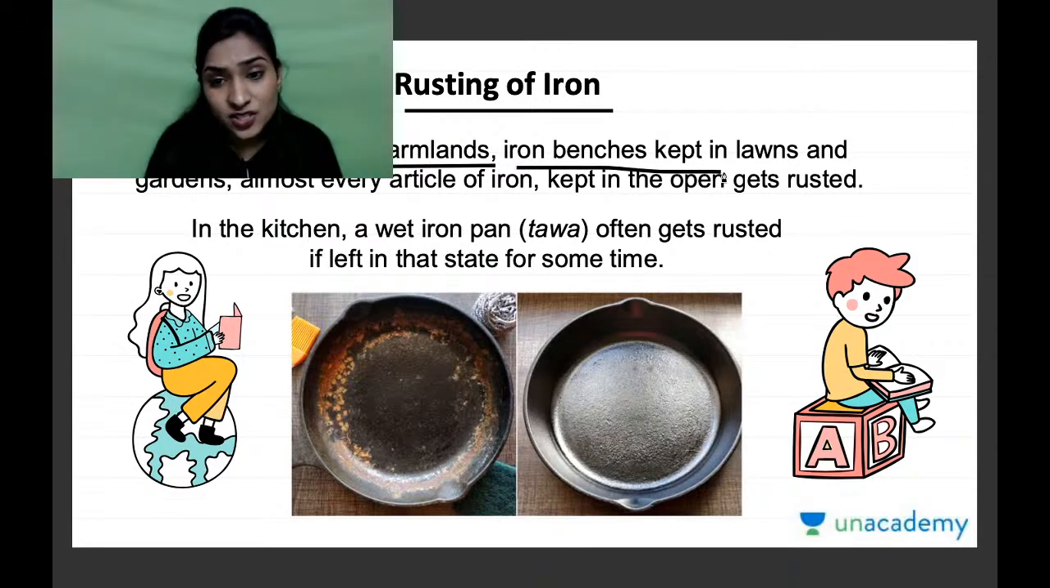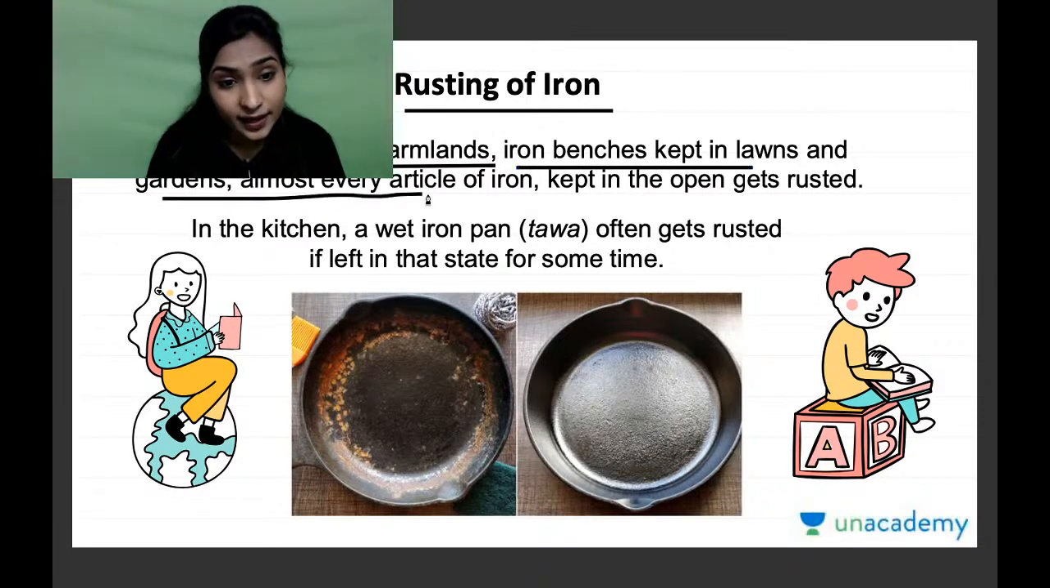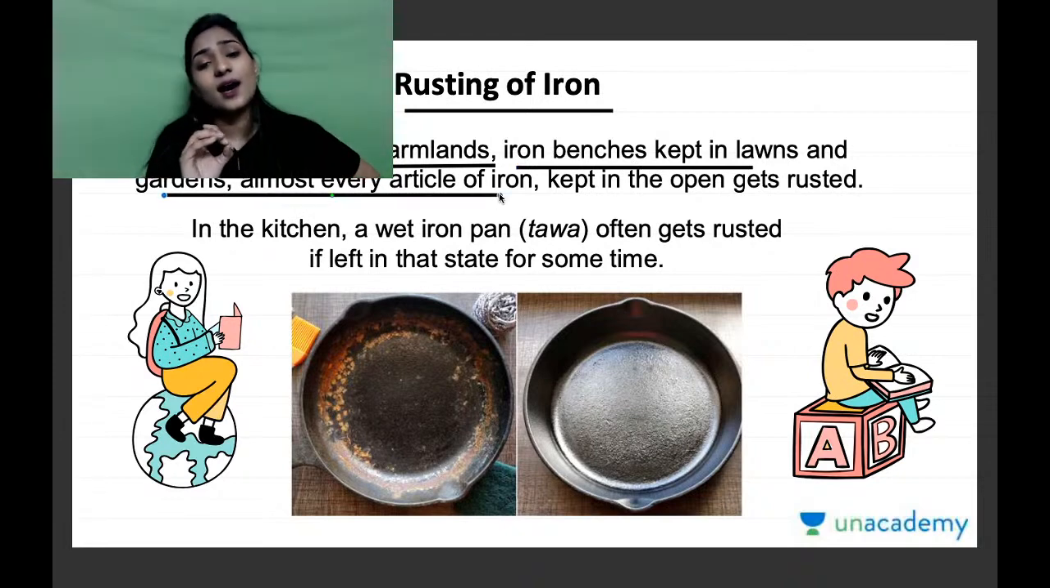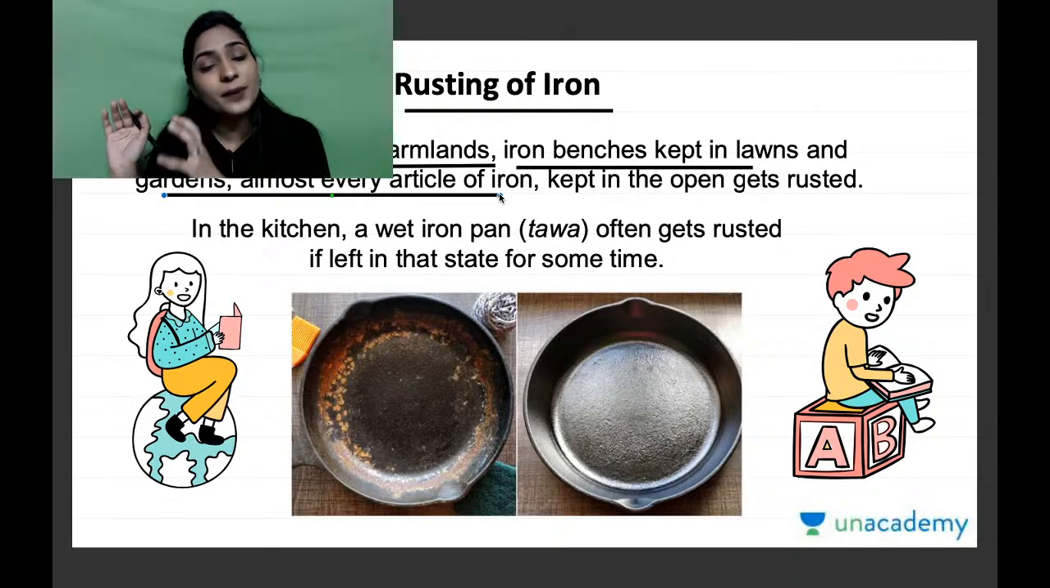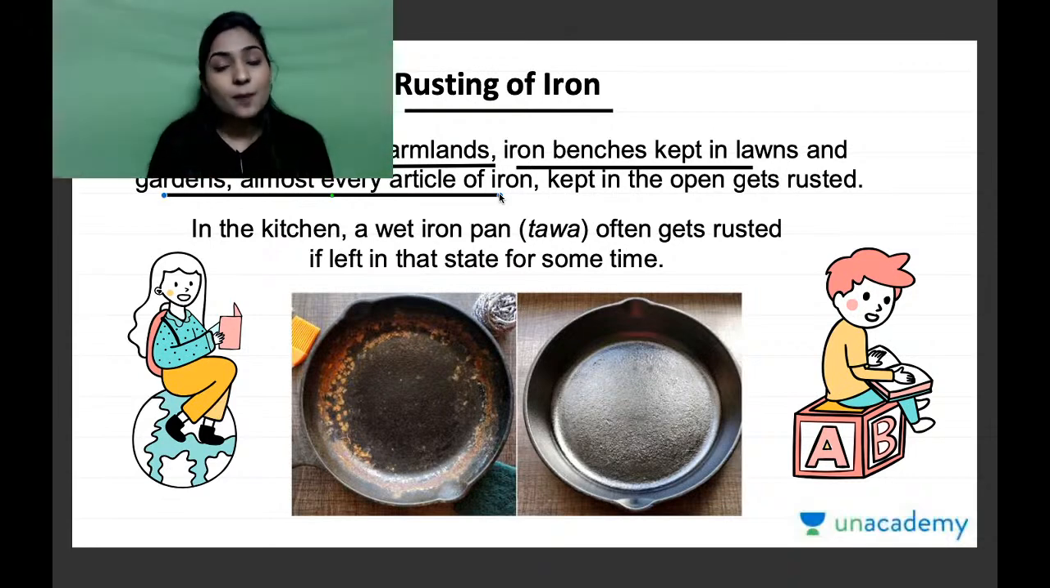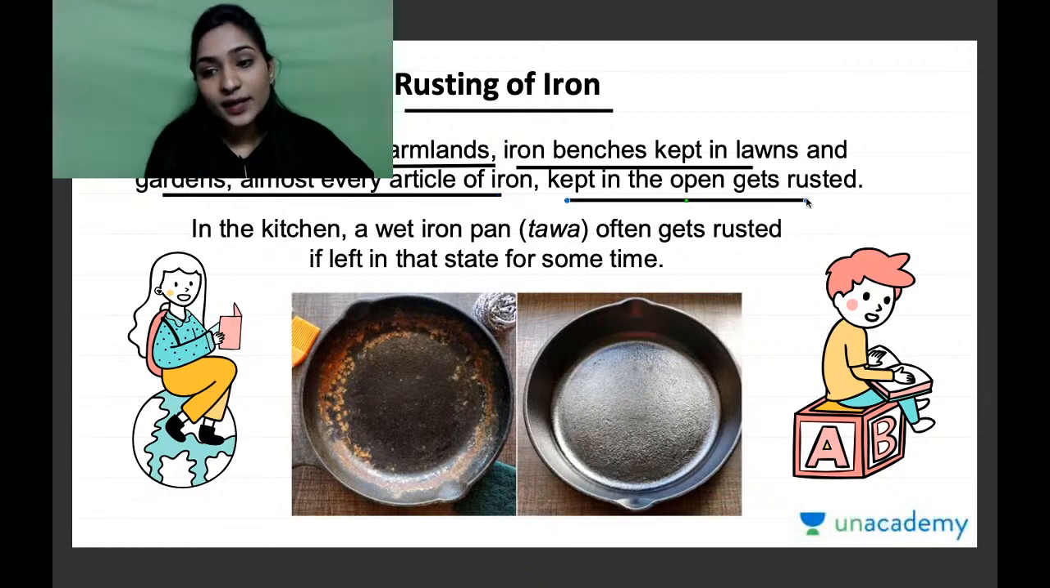आयरन बेंचेस जो होते हैं लॉन में, जो लोहे के बेंचेस होते हैं, गार्डन्स होते हैं, तो ऑलमोस्ट आयरन के सारे आर्टिकल्स अगर आप उसको ओपन में रख दोगे, if you keep it in the open, it will get rusted because moisture आ जाते हैं, मॉइस्चर से आता है रस्ट. ओके, थैंक यू राम. Iron kept in the open gets rusted.